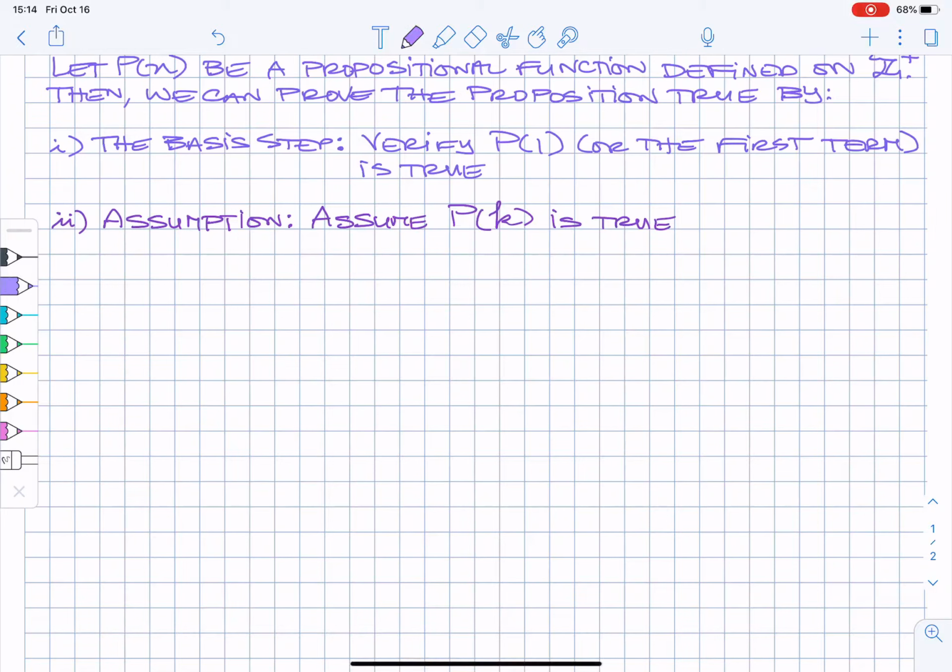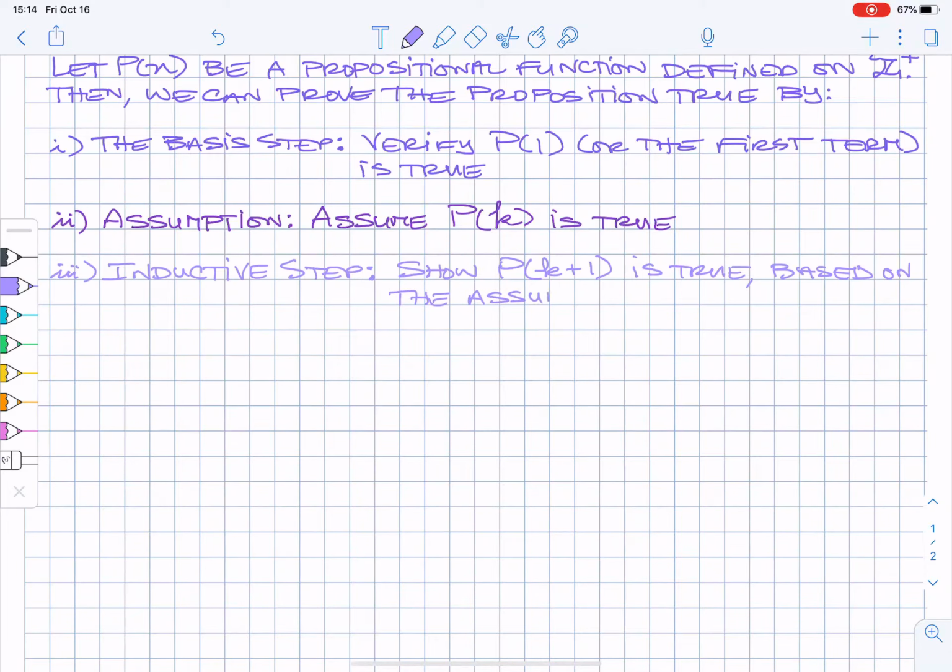And then the crux will be the inductive step, which is what induction is all about. So the inductive step, there's 3 steps: basis, assumption, inductive. So we show P evaluated at k plus 1 is true, based on our assumption, on the assumption in step 2.